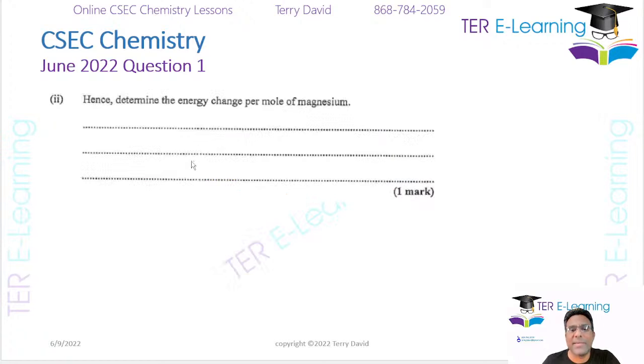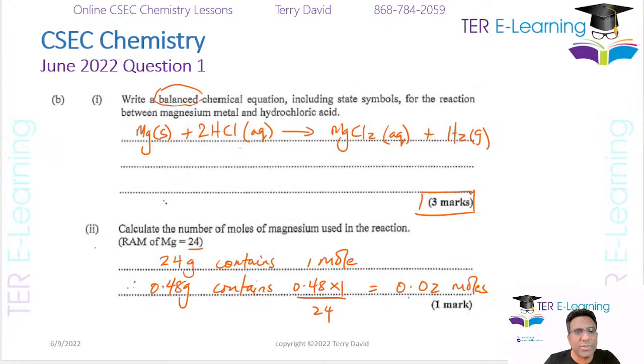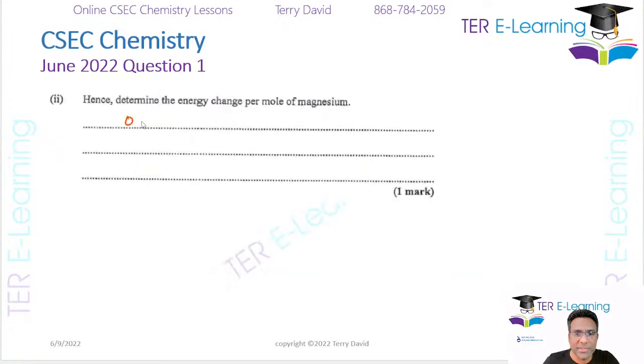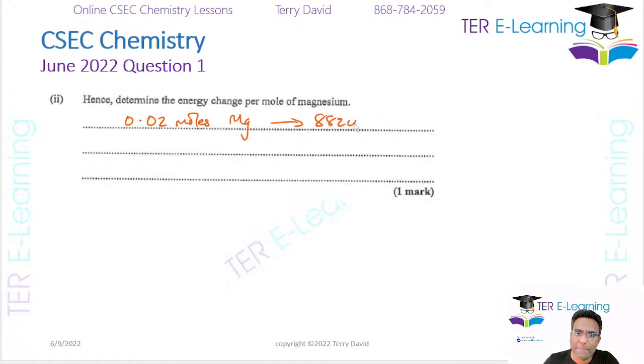The next thing they said, hence determining energy change per mole of magnesium. Now, what we worked out here, so I'm going to be using this energy here, sorry. So that energy there is associated with how many moles of magnesium we had? 0.02. So all you guys had to do here was say 0.02 moles Mg gives us an energy change of 8820, right? Therefore, 1 mole of magnesium is going to give me an energy change of 8820 over 0.02.